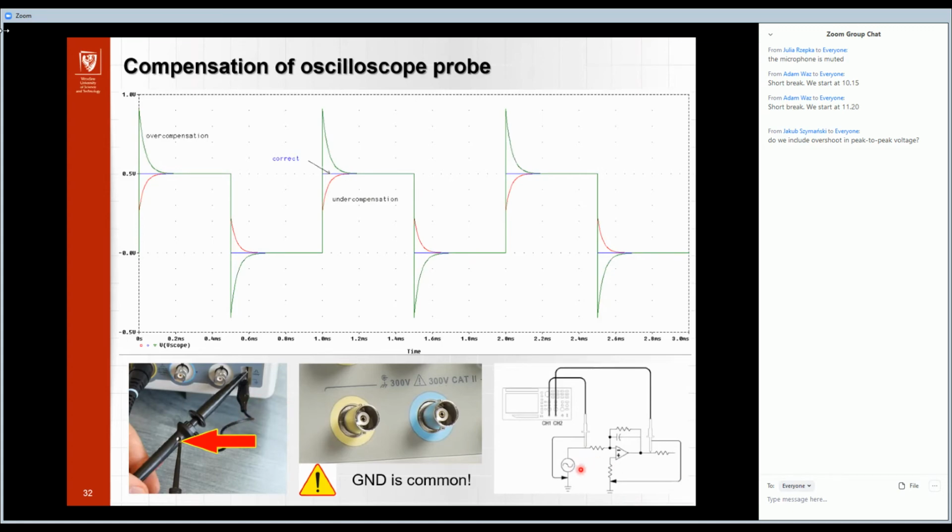The ground must be connected to the same point of the circuit, to the point with the same potential, with the same voltage. We cannot connect the first crocodile here and, for example, exchange this probe with the crocodile, because we just short the output to the GND. So it is very important when we use two probes for measuring.